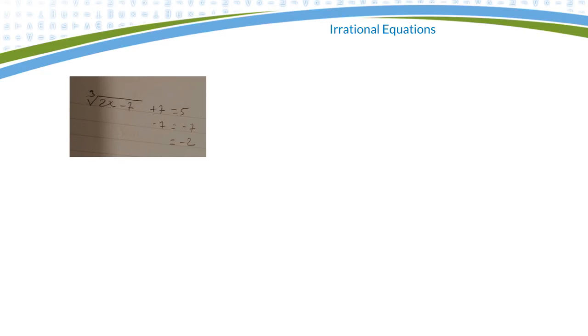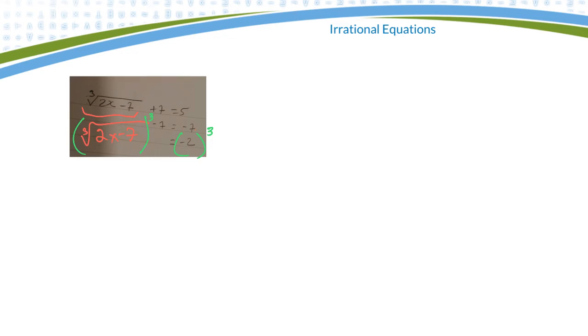Okay, here's another one. It's a cube root one, and I need to solve it. So first I need to isolate the cube root sign. So you subtract 7 on both sides, good. So you get the cube root of 2x minus 7 is equal to negative 2. Now to get rid of the cube root, you've got to cube both sides. So I need to cube this side, and if I do that, I need to cube this side.